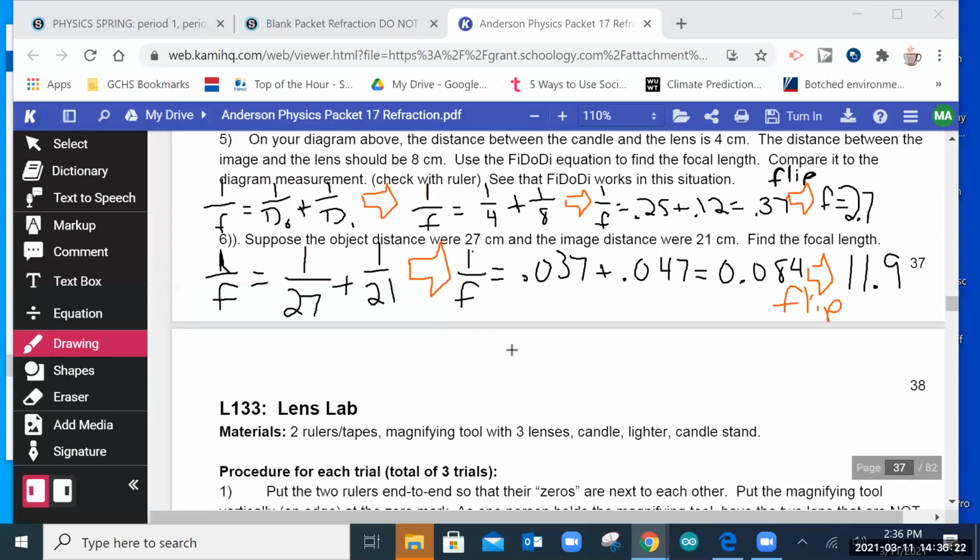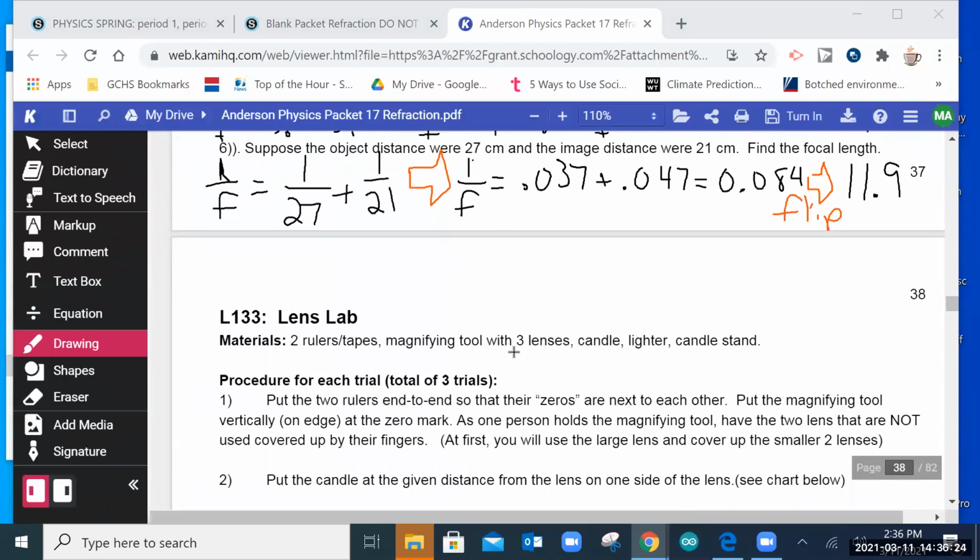Okay, no chats. So let's look at the lens lab. What we're going to be doing is, let me try to get this set up right here. I have 2 rulers. I'm going to put them at the 0 mark. So the 0 is right there for both of them. And I'm going to tape that down so that they don't wiggle and woggle.